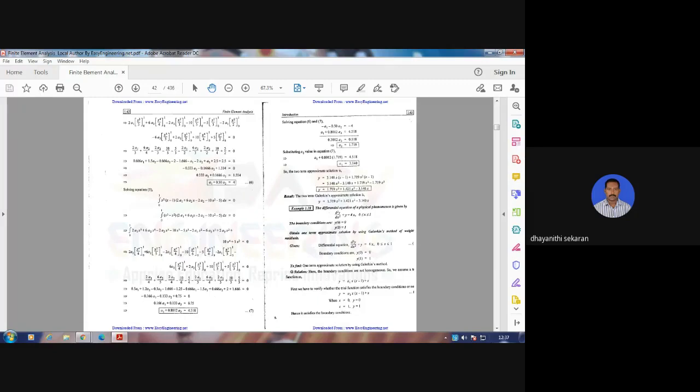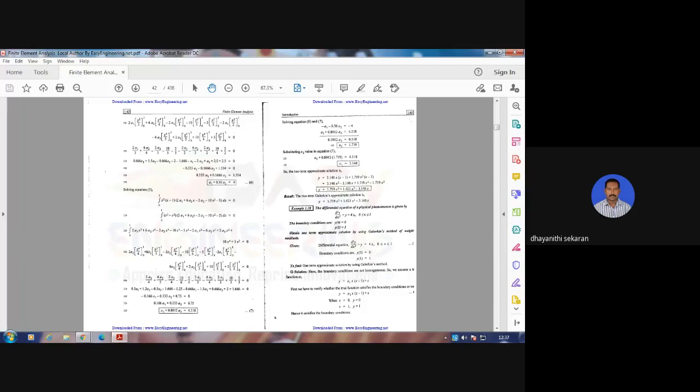Here y of 1 equal to 1. The final answer is 1. How will it become 1? Can anyone say now? No one. In earlier problems, y of 0 equal to 0 and y of 1 equal to 0. Like that, here y of 1 equal to 1 is given. So for that purpose, we are adding plus x.